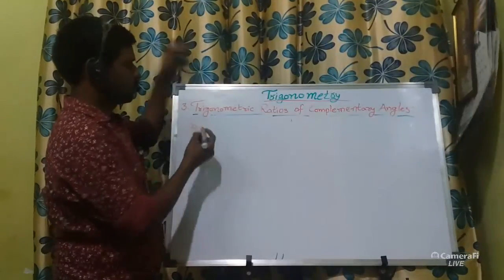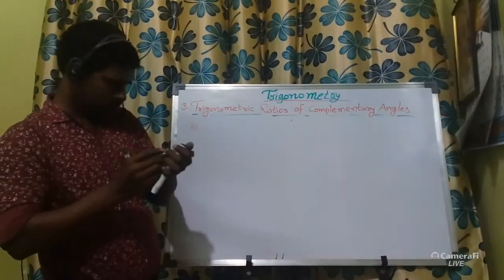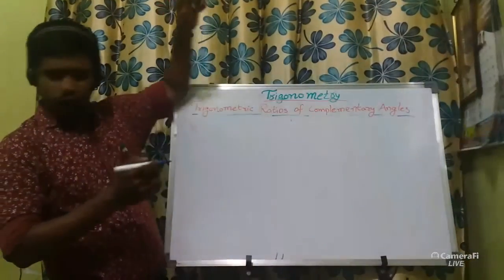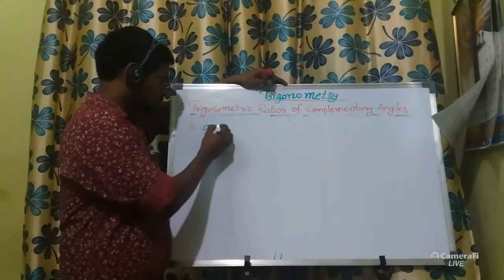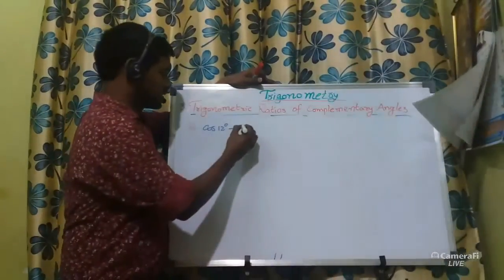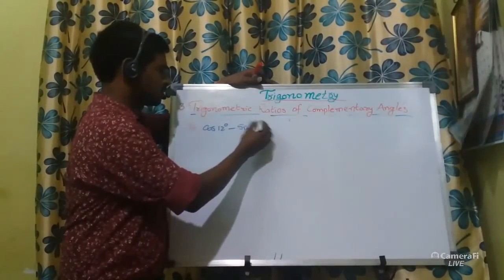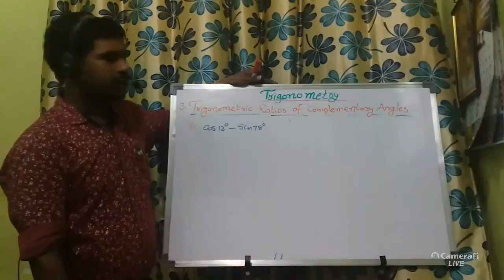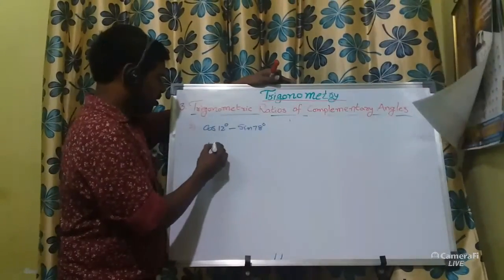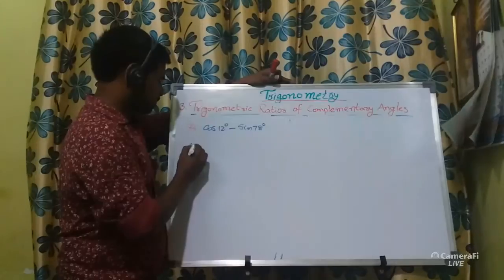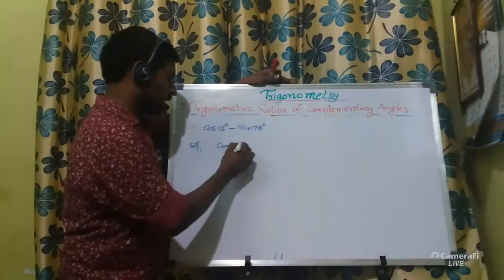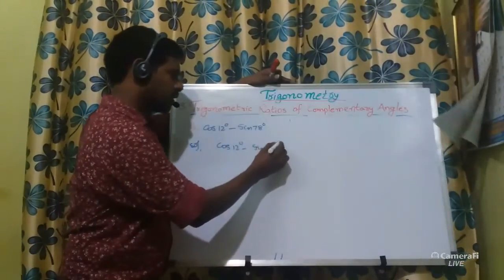Second question, red marker. Cos 12 degrees minus sin 78 degrees. That is the question. So, when we have the formula solution, the question is cos 12 degrees minus sin 78 degrees.